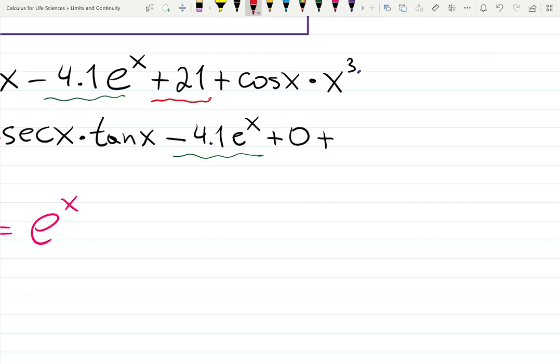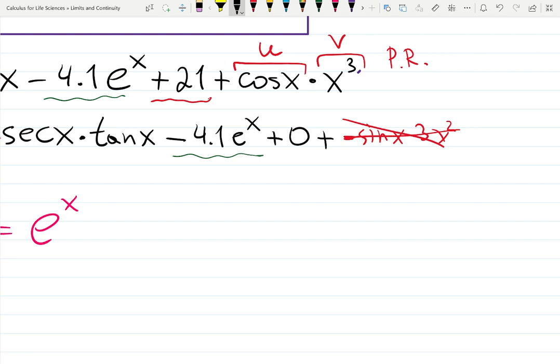Now cosine x times x cubed gives you what? 3x squared. This is product rule. So be careful on the exam. You might want to make a mistake and just do it minus sine x times 3x squared. That is not good. You cannot just put derivative on each. That's why you have a product rule. Product rule should be applied.